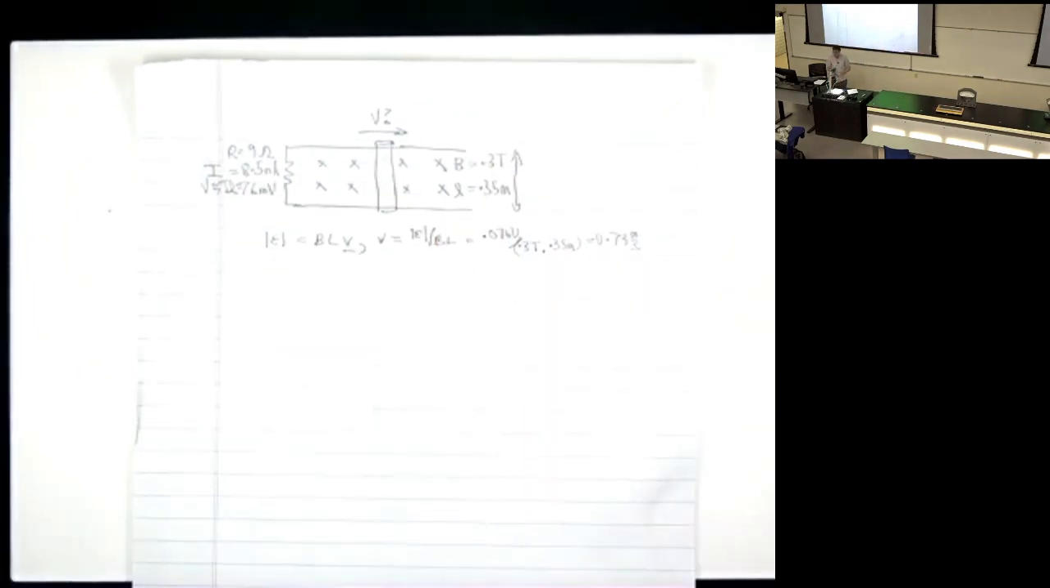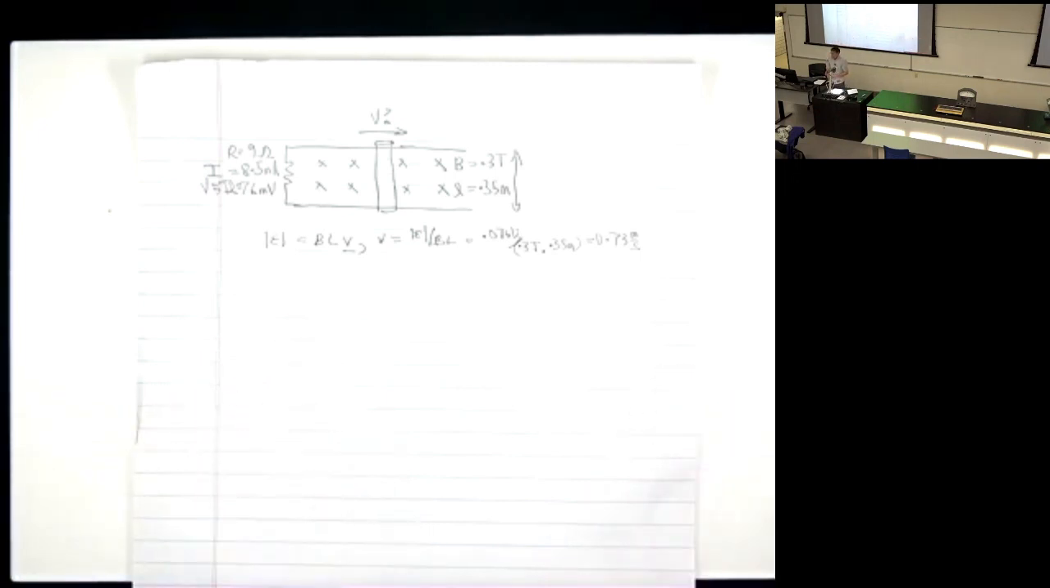So that's the first part of the problem. We figured out the speed at which the rod is moving from left to right to generate this particular induced current, this particular induced EMF. Obviously, if I had a bigger induced EMF, bigger induced current with this setup, I'd have to be pushing the rod faster. If I had a smaller induced EMF, induced current, I'd have to be pushing the rod slower.